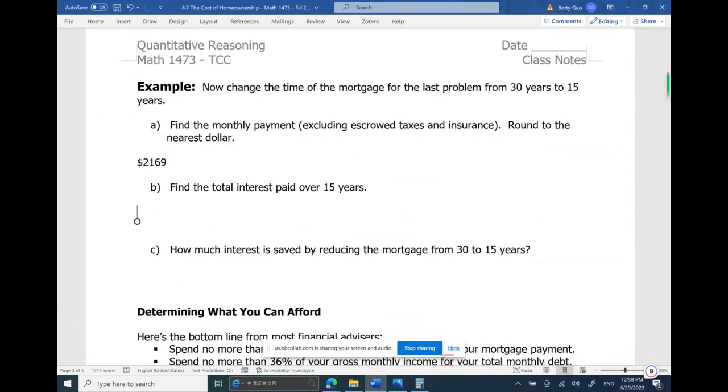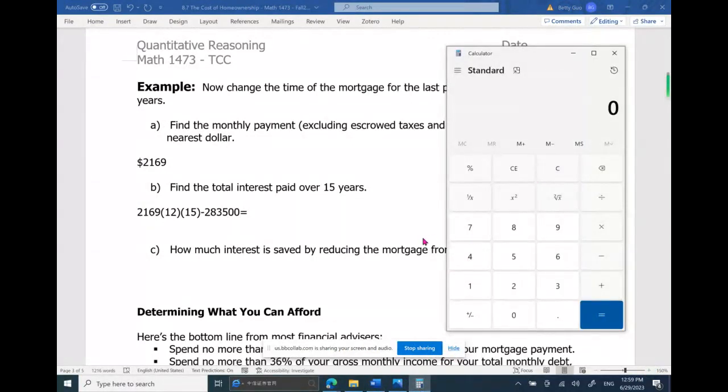This time, every month you pay $2,169, rounded up to the nearest dollar, because the ones digit is 7, and multiply that by 12 times 15, 180. And then subtract the loan amount, $283,500. So let's see what's the total interest in this case. Our impression for the 30-year loan is the interest is very high, right? Let's see if the term of the loan is cut in half, what happens to the total interest?